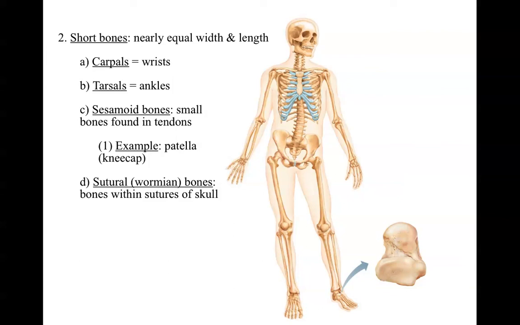You'll sometimes get extra sesamoid bones in the sole of your foot, and people will get them in their hands too. Okay. Another strange short bone is a sutural or wormian bone.